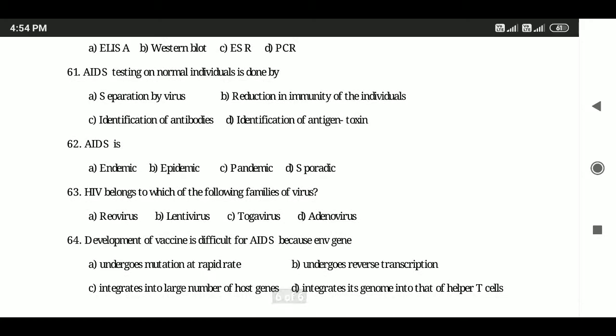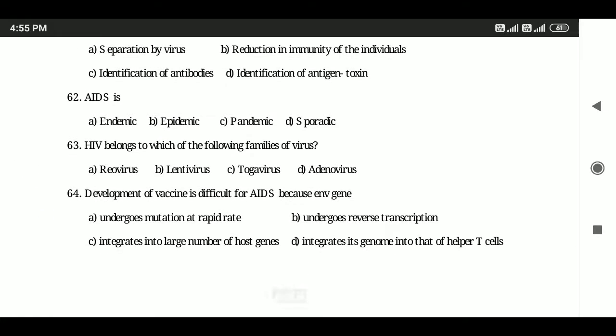AIDS is endemic, epidemic, pandemic, sporadic. According to WHO, even though it is spread all over the world, it's not considered a pandemic, it's still considered a worldwide epidemic. HIV belongs to which of the following families of virus? Reovirus, lentivirus, togavirus, adenovirus. HIV belongs to a family called lentivirus.